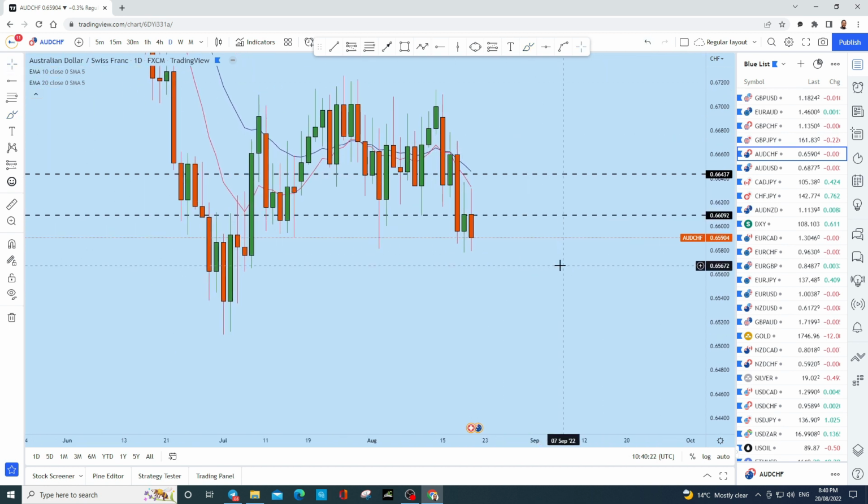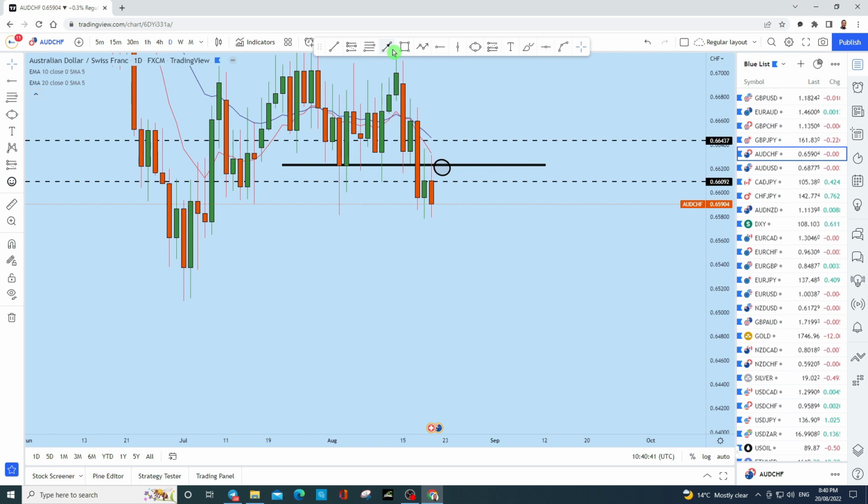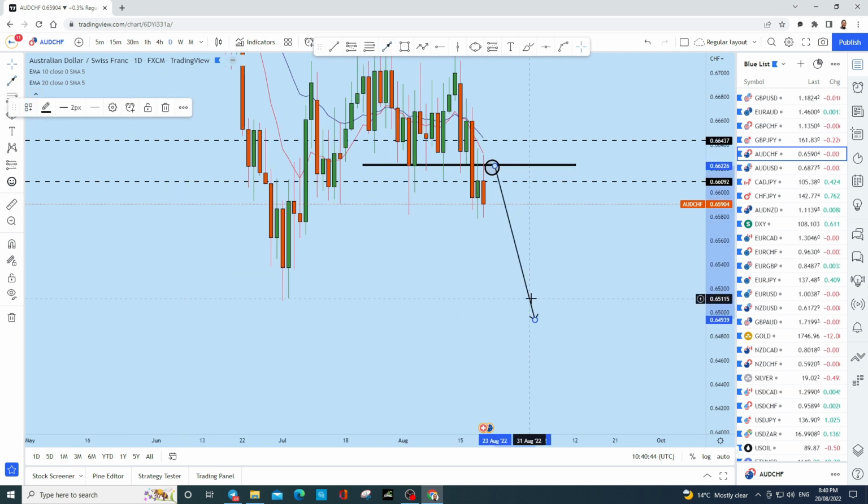So in the new trading week, what I think is that AUDCHF will probably come to this zone on the daily perspective, create a lower high again or even a higher low, and test this previous support zone with this green candle as a resistance. From this zone we could potentially see AUDCHF dropping to the downside. And that is what we will be doing.